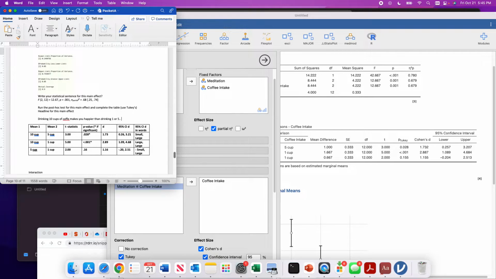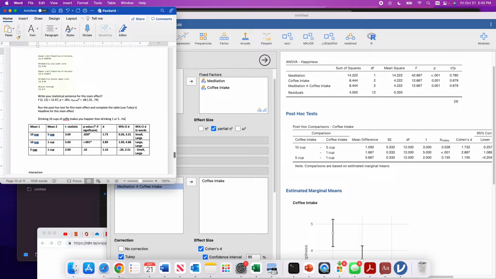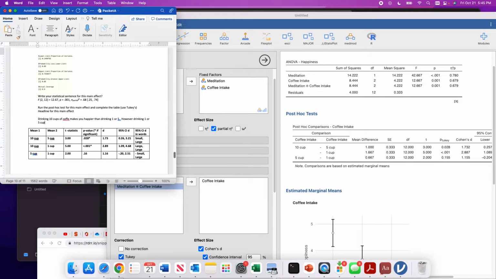5 cups of coffee than 1 or 5. However, drinking 1 or 5 cups is essentially the same. I mean, if we really want to state this, it's like drinking 10 cups of coffee makes you happier than drinking 1 or 5. We don't know.